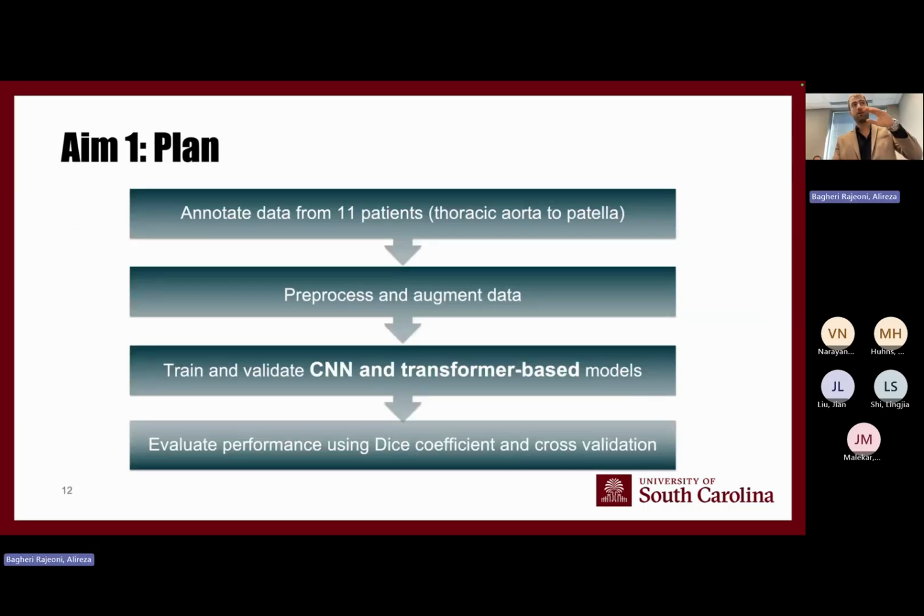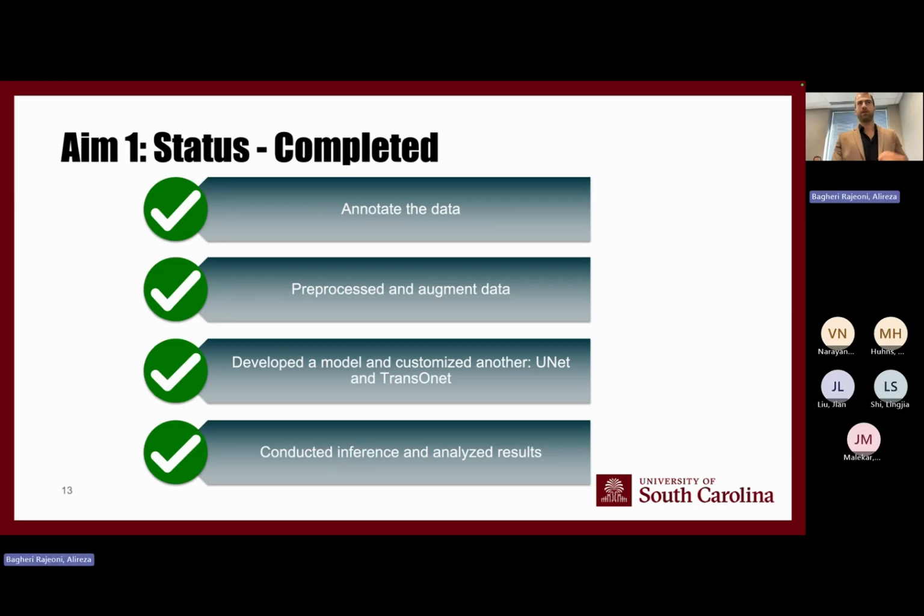So first, in order to achieve that, our plan was to annotate data from 11 patients that was mentioned in the resources. And then we need to pre-process and augment the data. And then train and validate CNN and transformer-based models. So we want to focus on these three. And then evaluate the performance. We were able to finish all of these tasks. And then for the models, we focus on the UNet and TransUNet. TransUNet is a model that we designed, and I'm going to talk about it.